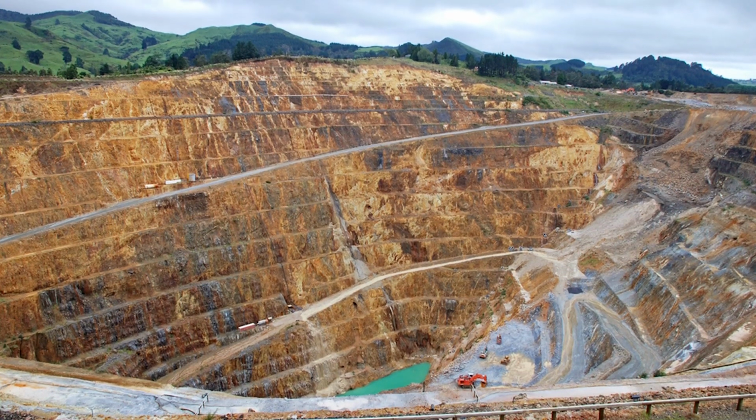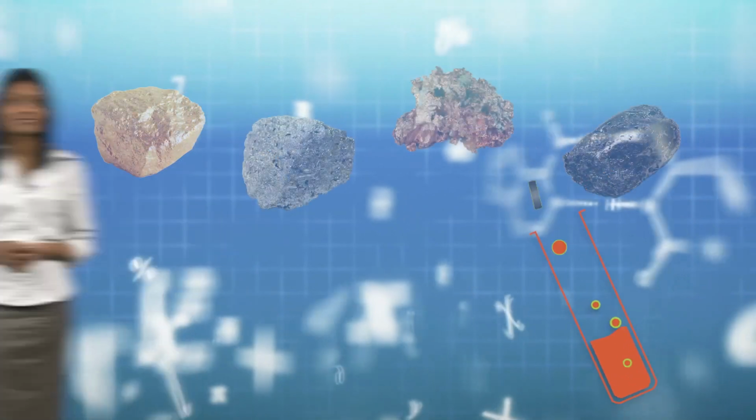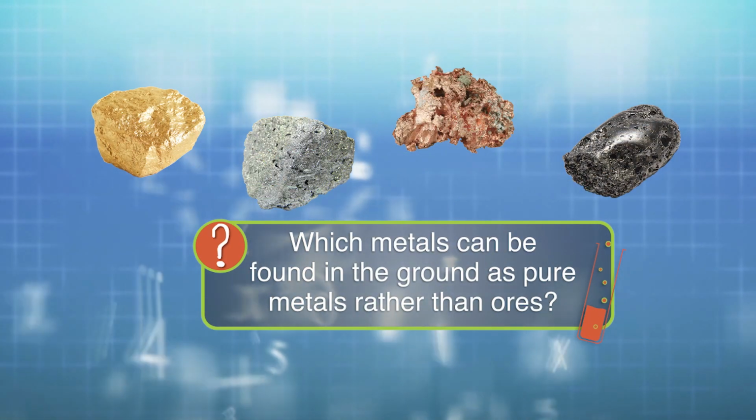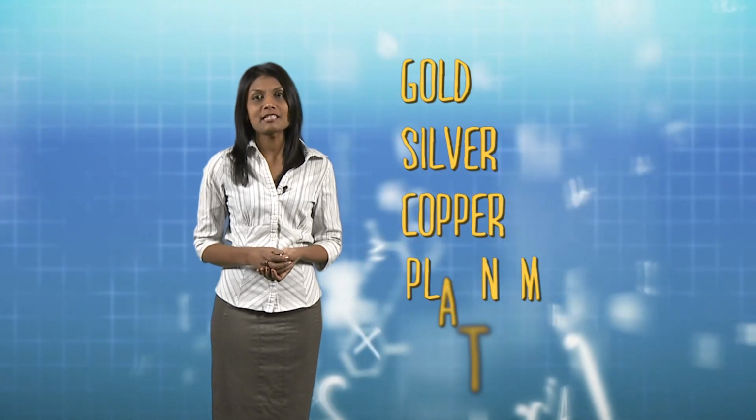An ore is a rock or mineral from which a metal can be extracted. There are some metals that don't usually exist in the form of ores, and this is because they're very unreactive and they rarely combine with other elements. Can you guess which these are? Yeah, you got it. Gold, silver, copper and platinum.